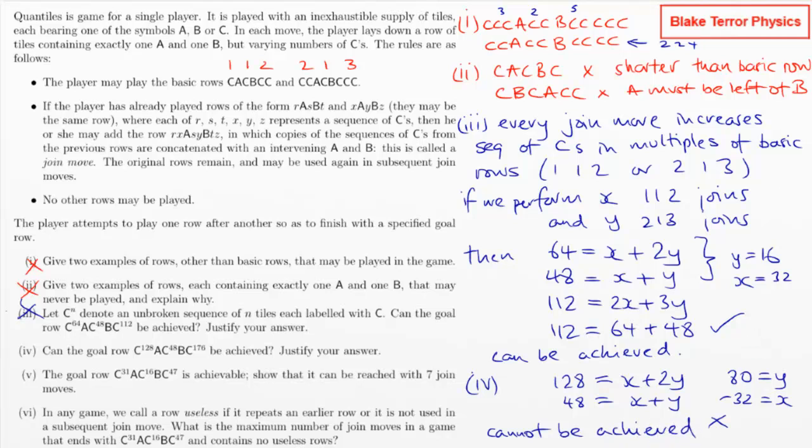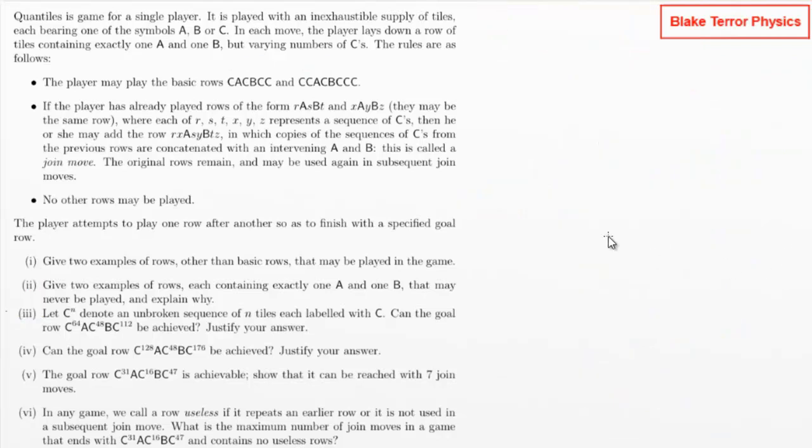Right, that's good. New sheets, I think. Part 5, the goal row of that is achievable. Show that it can be reached with 7 join moves. Right, so we've got to get exactly 7. 31, 16. Oh, that's interesting. So we're 1 less than double. So we're doing mostly, because these are our 112s and our 213s, we've got to have just less than double, just 1 less than double. So we're mostly doing 213s, is what we're going to want on this, and we're going to have one of the others thrown in.